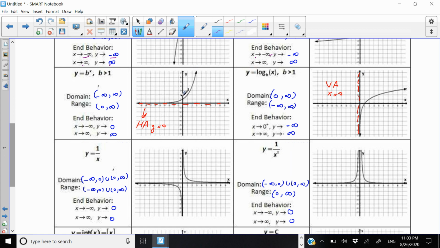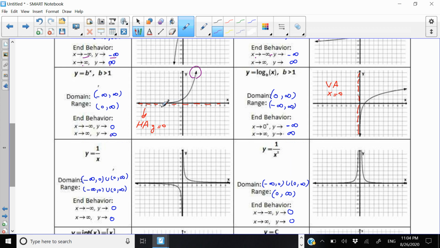Okay, so let's talk about the end behaviors. First of all, let's talk about this side. As x is going to infinity, y is also going to infinity. So this one is easy, infinity, infinity. But how about the other side? You see here, x is going to negative infinity. It's decreasing. But what is happening to y?